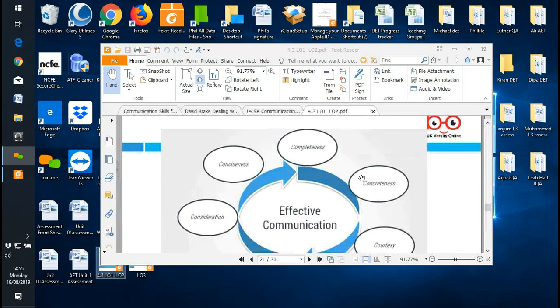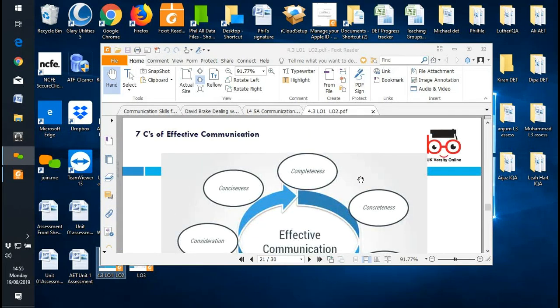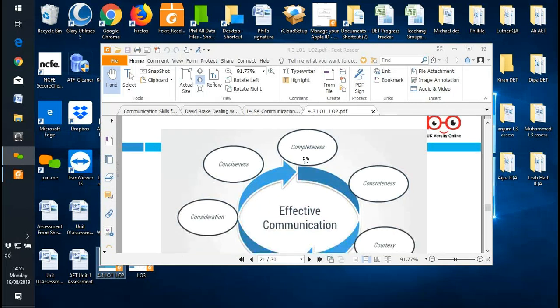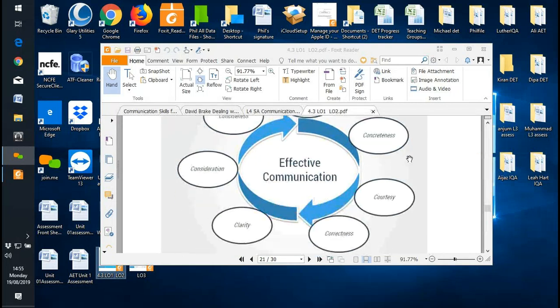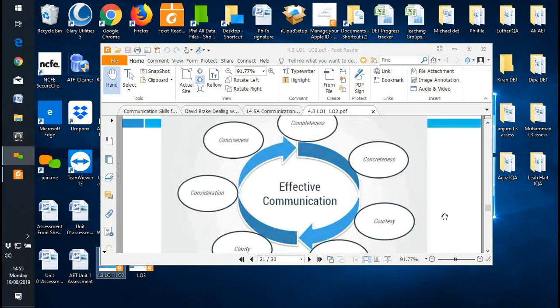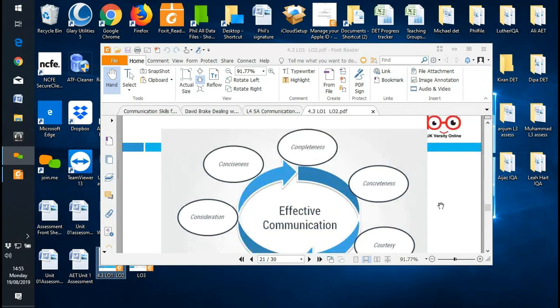So, making it effective. Again, it's the 7 C's, starting with completeness, concreteness, courtesy, correctness, clarity, consideration, and conciseness.